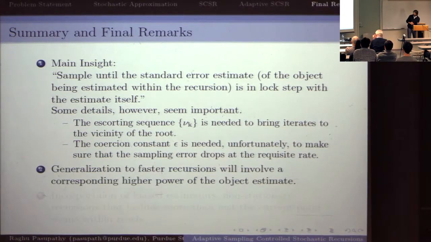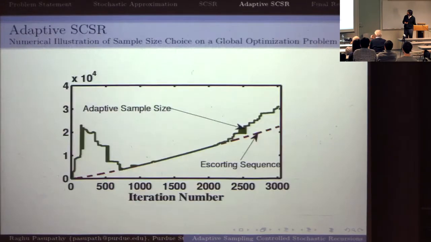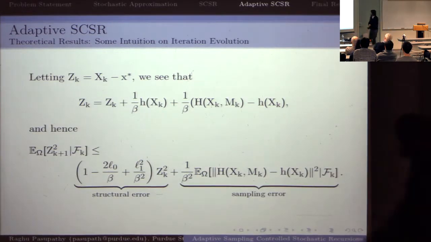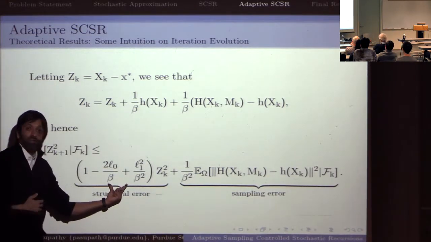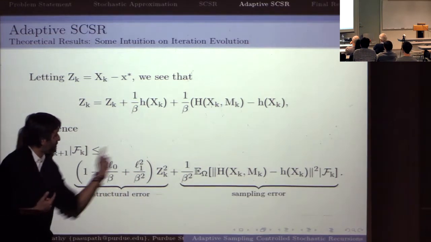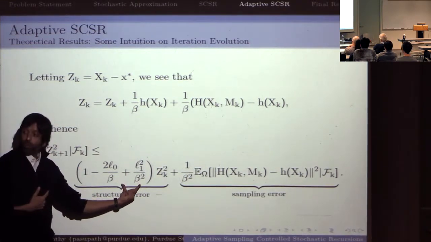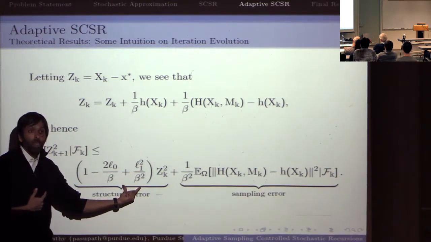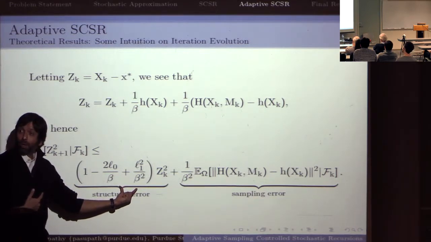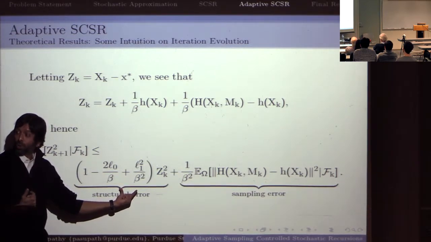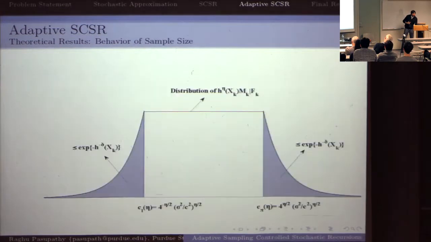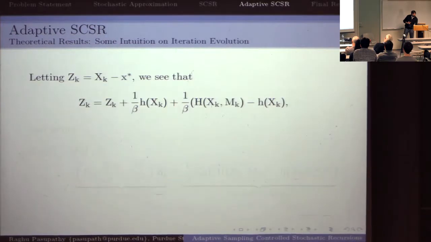Generalization to faster recursions. Now, everything that I've said thus far assumes that the underlying recursion is going linearly, meaning that, notice here, this sequence right here is linearly converging because of strong convexity. I'm assuming that the underlying recursion is linear. If you have sublinearly converging recursions or superlinearly converging recursions, one might ask, okay, what would you do with your sampling rule? And that will show up in the root, or in this quantity right here.